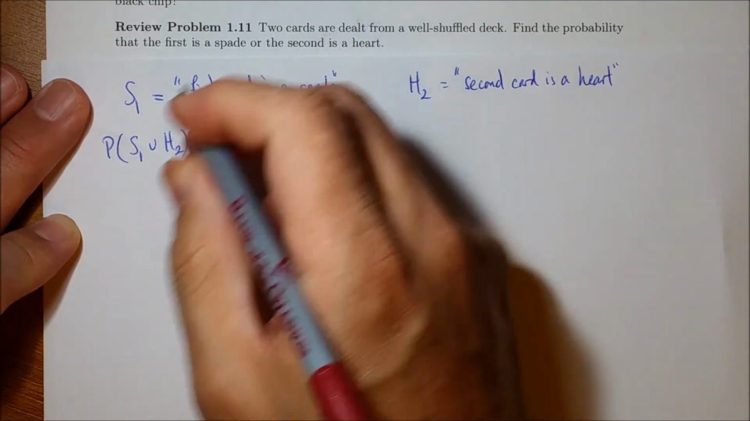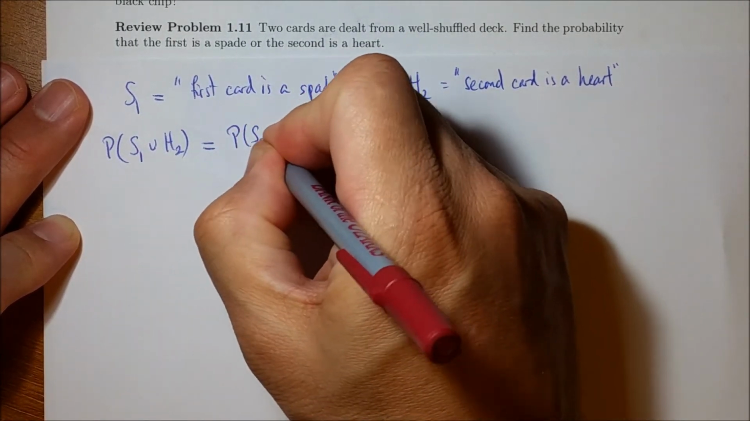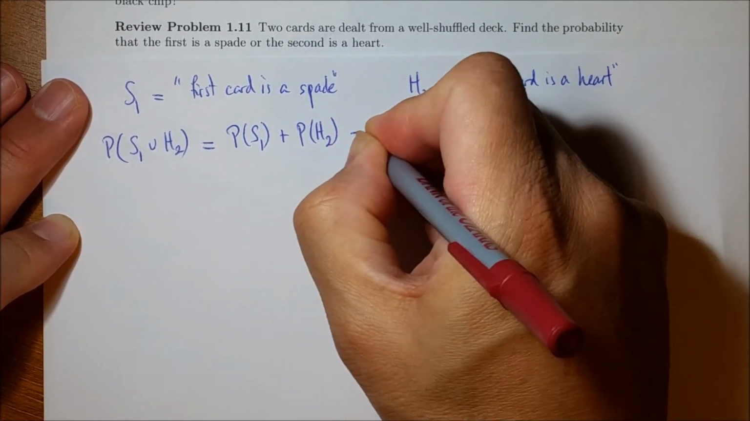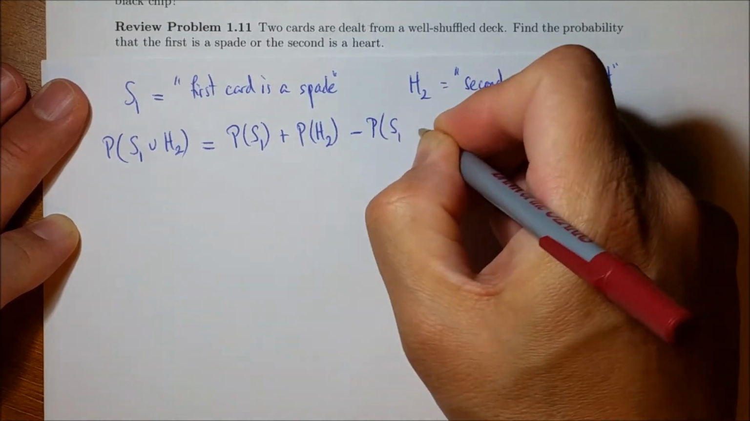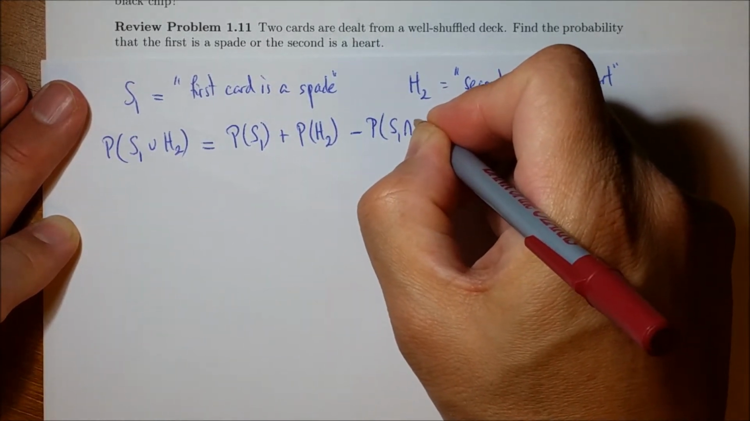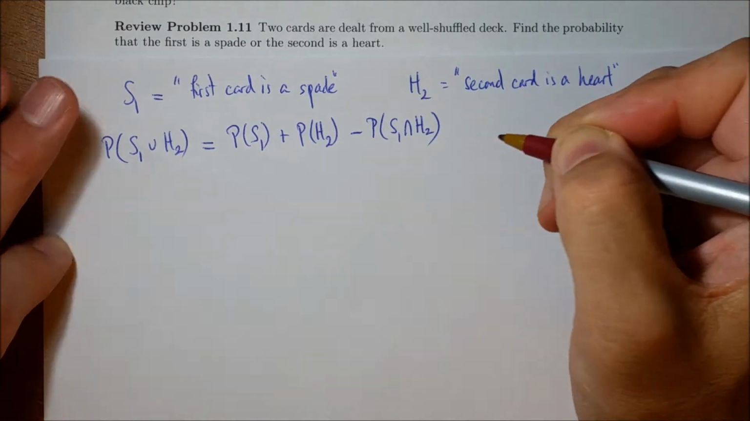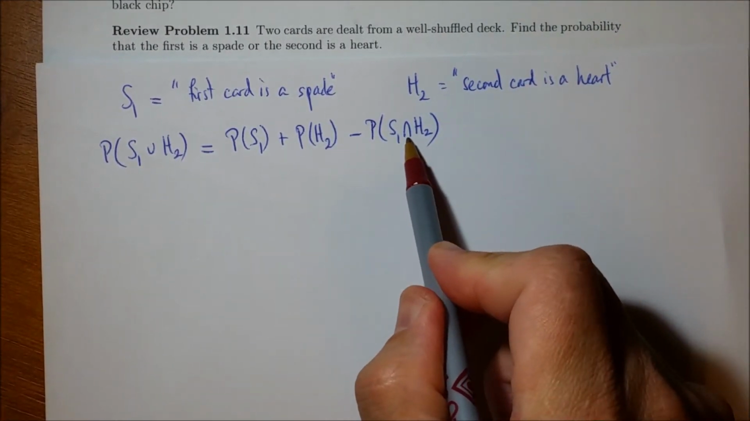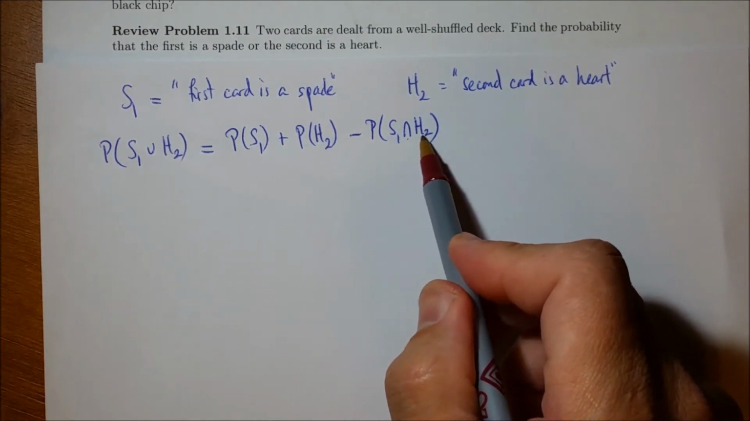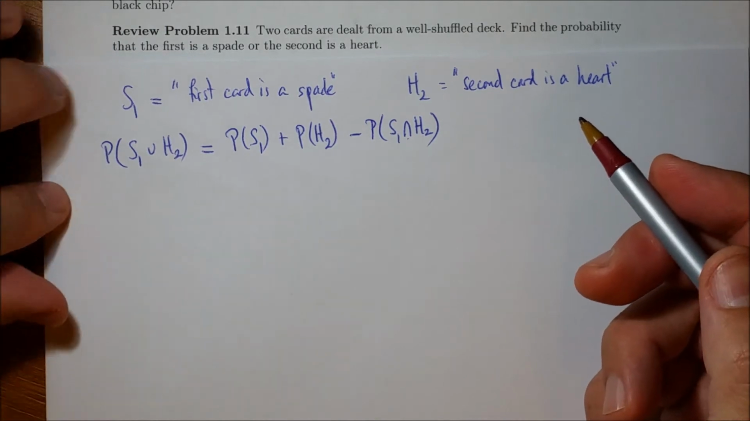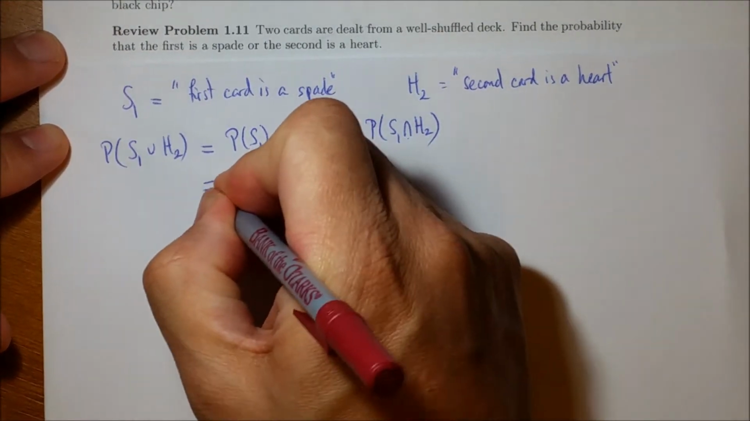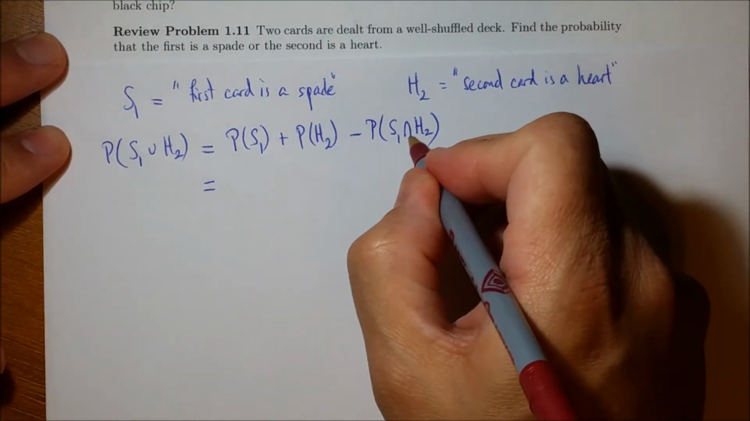So using my rule for unions, this is the probability that the first card is a spade plus the probability that the second card is a heart minus the probability that the first card is a spade and the second card is a heart. And the way that we've been doing things in class, the intersection sign here is superfluous. If you want to write S1 H2 without the intersection sign, that matches the way we've been writing things in class. All right, now before I actually start plugging in numbers, let me look at this one.